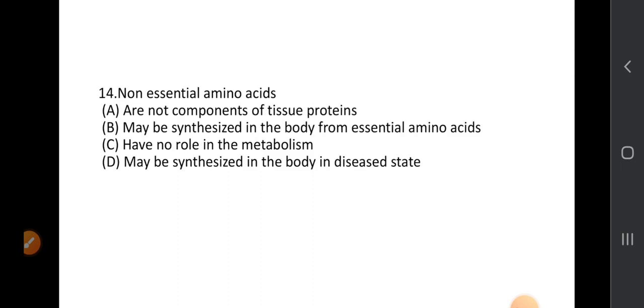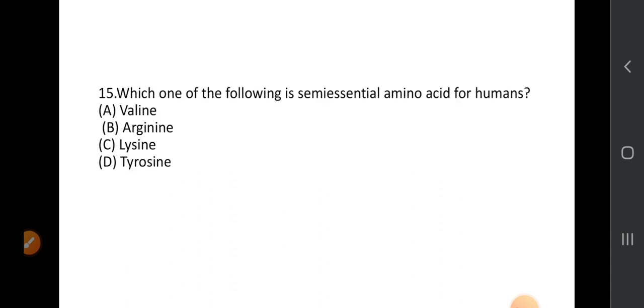14 says non-essential amino acids A. are not components of tissue proteins, B. may be synthesized in the body from essential amino acids, C. have no role in the metabolism, D. may be synthesized in the body in disease state. Pause the video, write your answer.